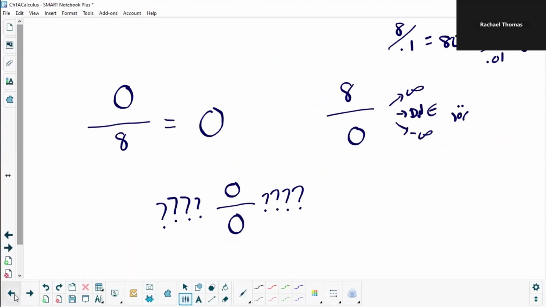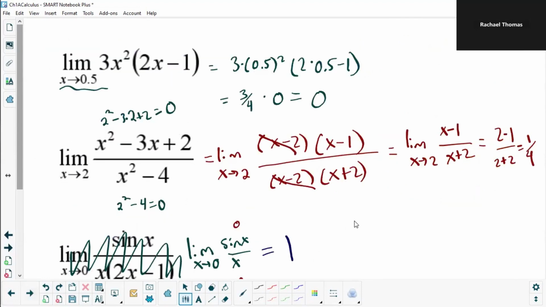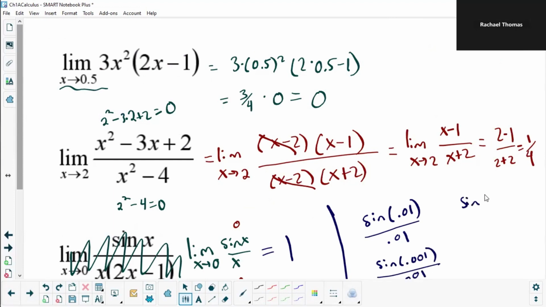That is using graphical or numerical approximation, using a graph or table of values to approximate. Another way I could have done that, if I didn't have access to a graph, I could have typed in sine of 0.01 over 0.01 into my calculator, and maybe sine of 0.001 over 0.001. We'd also want to do some negatives, sine of negative 0.01 over negative 0.01, and see what kind of values you get. I don't have a calculator on me, so I don't know exactly how many decimals we'll get, but it's probably going to be like 0.99, maybe 0.9999. And that's enough for me to say this limit equals 1.